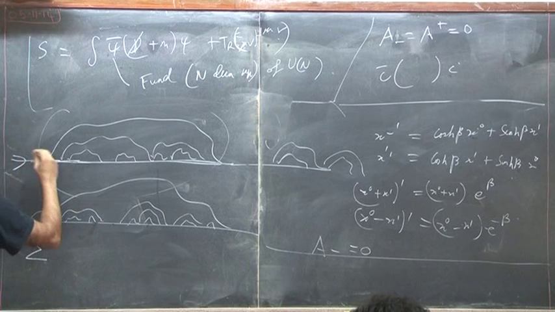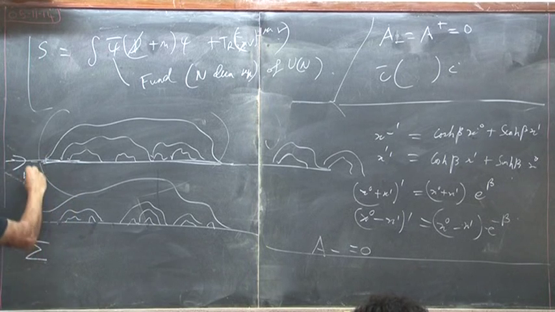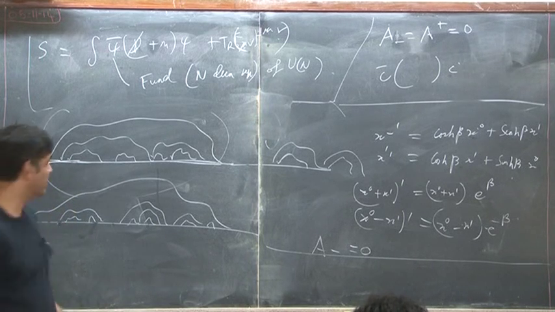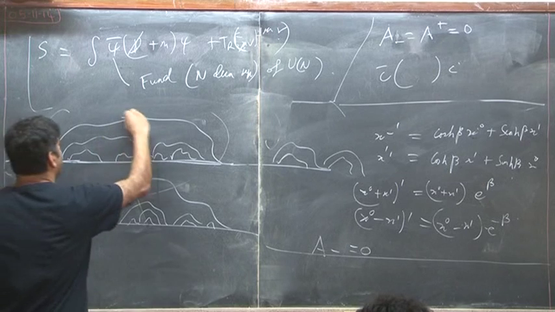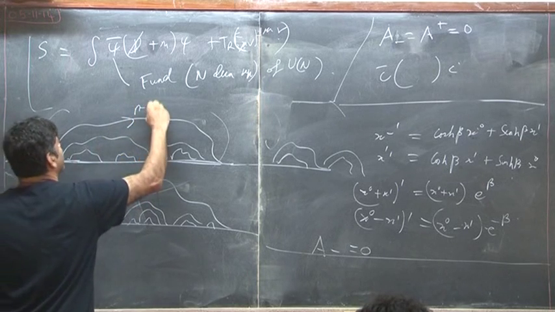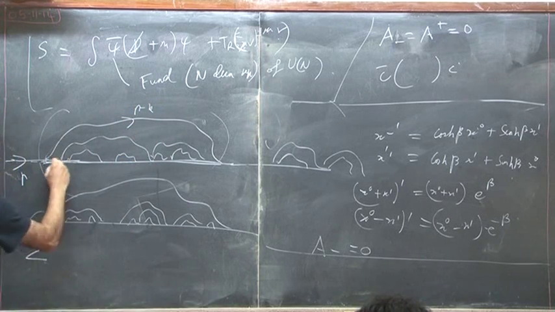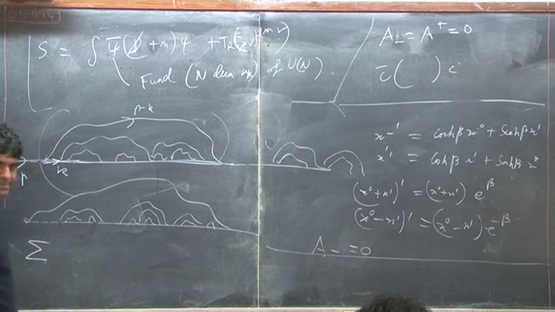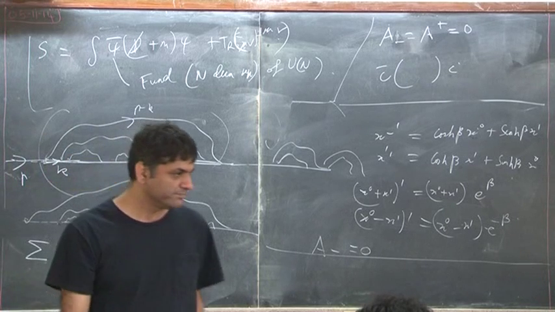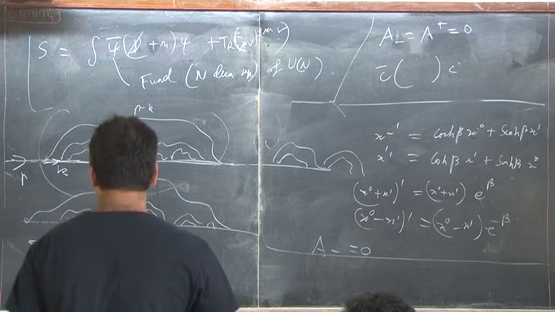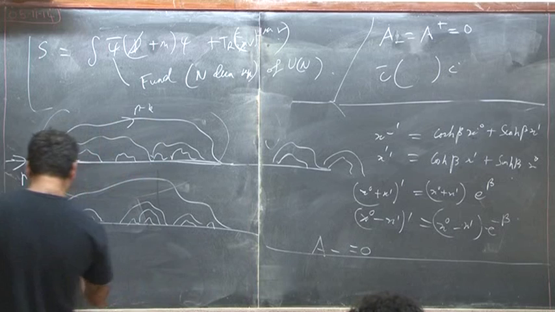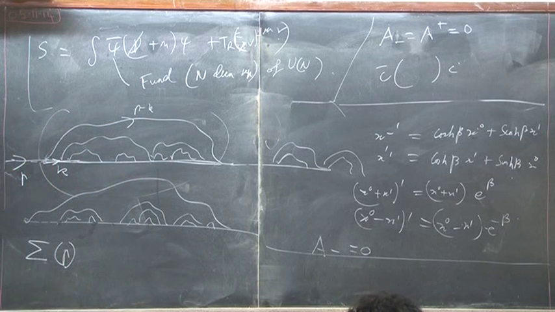Let's call the momentum of this R to follow. Let's call this the momentum that goes in here, P minus. And then the momentum that goes in here, okay? Now, what I want to do is to find the formula of sigma of P.